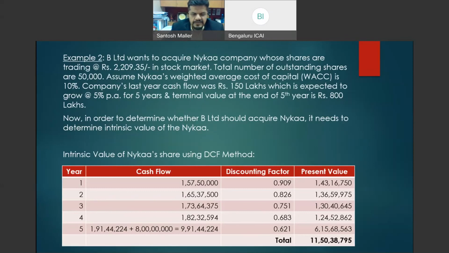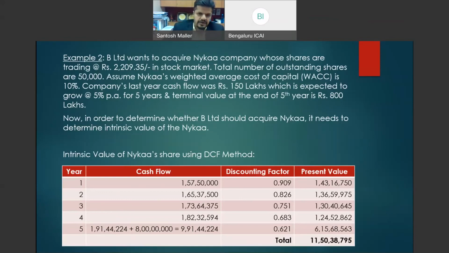Okay. So terminal value is upon sale of the share of the assets, how much you will fetch. What is the value that you will fetch? Now, in order to determine whether B should acquire Nykaa, it needs to determine the intrinsic value of Nykaa. Intrinsic value of Nykaa's share using DCF is as follows. So you estimate the cash flows of 1 crore 57 lakhs, etc. for the first 5 years, and then you add the terminal value of 800 lakhs. So that sums up to 9 crore 91 lakhs.